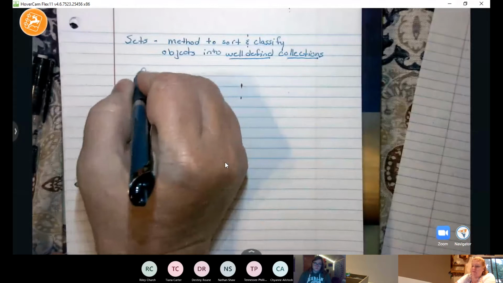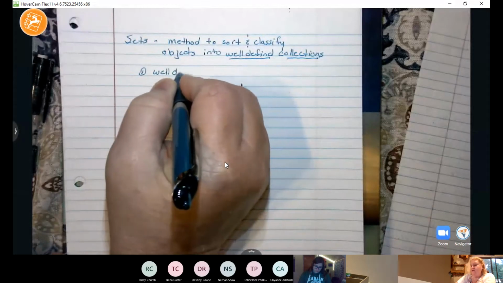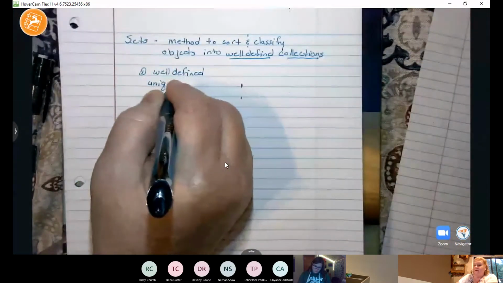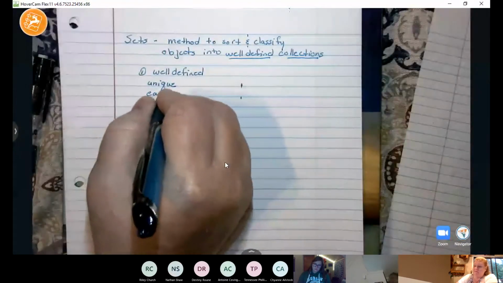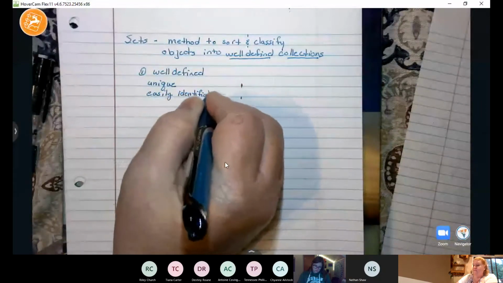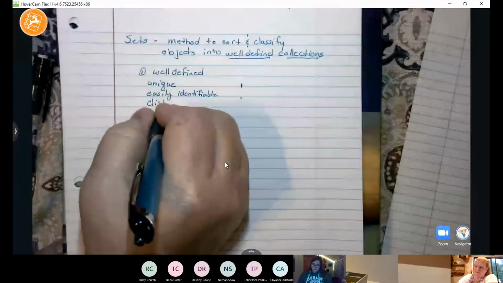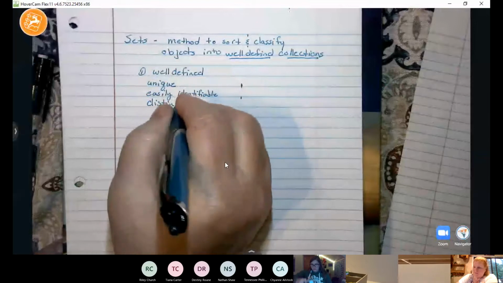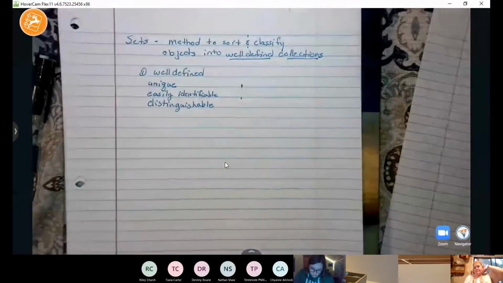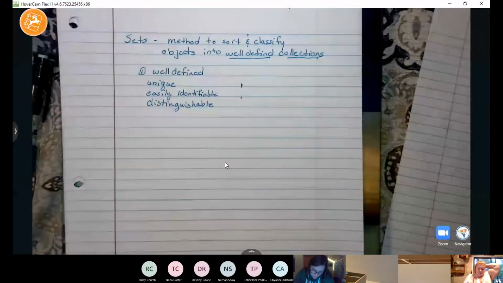The well-defined part just means that it has to be unique. It has to be easily identified. And it has to be distinguishable. You have to be able to tell it apart from something else.